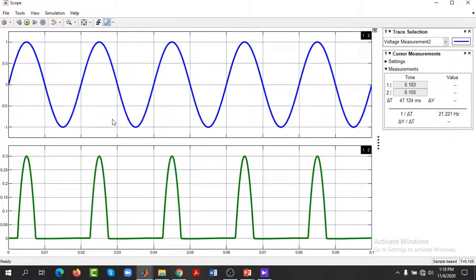Let's see the output. Here in the first graph, in blue color, this is the input signal, and below it in red color is the output signal. The output signal is a rectified signal here. As you see, only the upper portion of the signal is available in the output and the lower portion of the signal has been diminished.